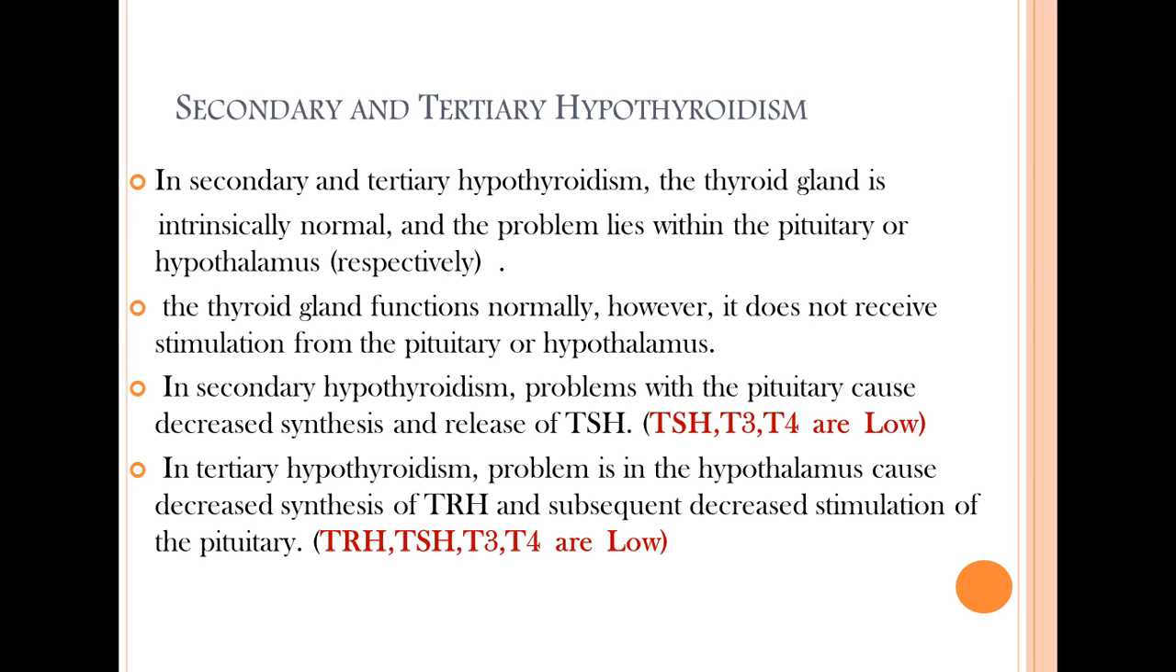low. And likewise, since we have low TSH, there is no stimulation to the thyroid, and eventually T3 and T4 will be low. If the level of the defect is higher, in the hypothalamus, in this case even the TRH will be low, and the pituitary, even if it is normal, because it doesn't receive stimulation by the TRH, then the TSH will be low, and then the T3 and T4 all will be low.